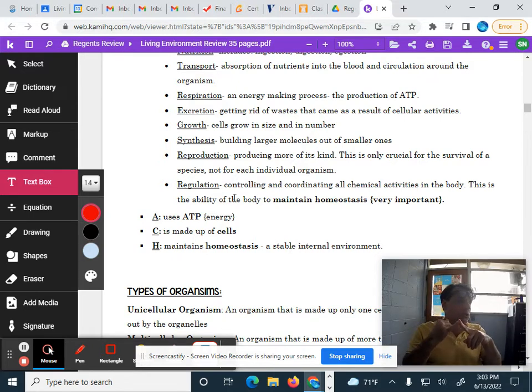Blood sugar is controlled this way, temperature is controlled this way, your hormones are controlled this way. Very important ways of regulation.